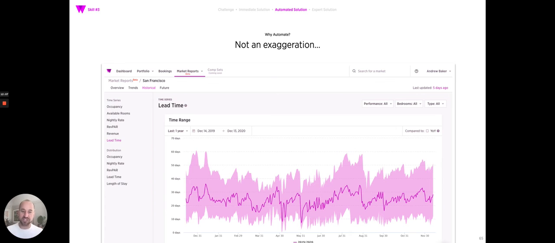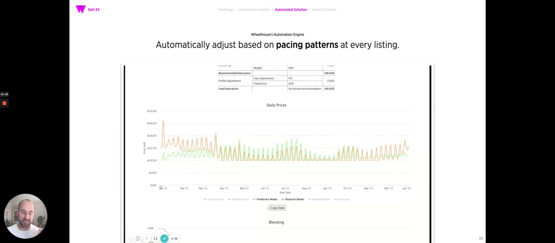So remember this chart we looked at. This was not an exaggeration: lead time varies a huge amount every single day. And of course, if you get bookings or your portfolio gets bookings, your pacing is going to change too. So this is why automation is so valuable. And we're going to watch a quick video here for the third demand model that's going to help us blend how we're booking, how our market's booking, and how everyone's pricing. So let's check it out here.